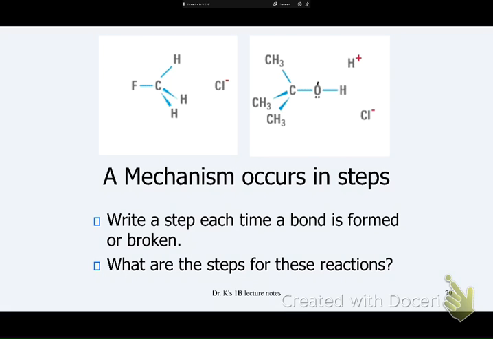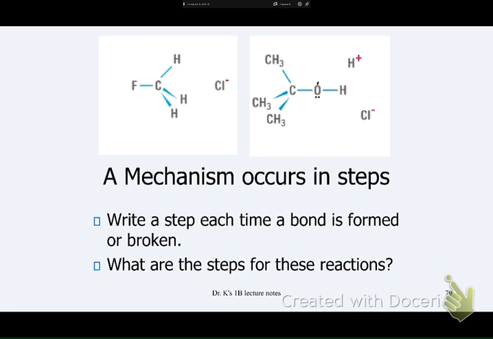Now, the first reaction that I showed you was much easier, right? I wrote it up there. And then I'm going to show you how to write the mechanism for the one on the left, and then we'll talk about how you write the mechanism for the one on the right. And then we'll do it.